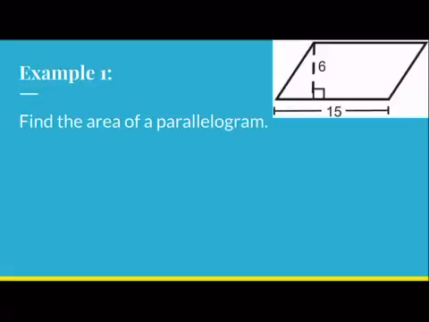So your first example is to find the area of the parallelogram. Remember, our area is base times height, so it's just going to be 15 times 6. 15 times 6 is going to be 90. We're not given a unit of measure, so we're just going to write it as units squared because we're dealing with the area.